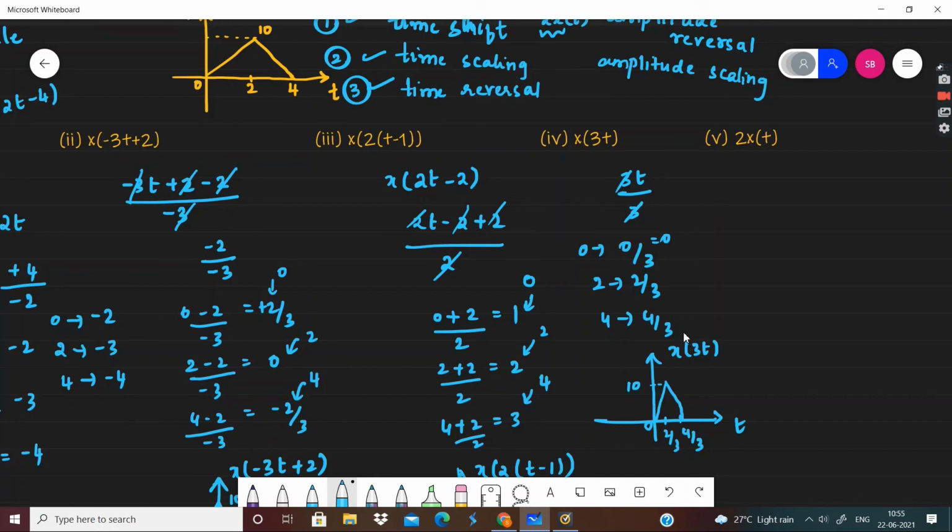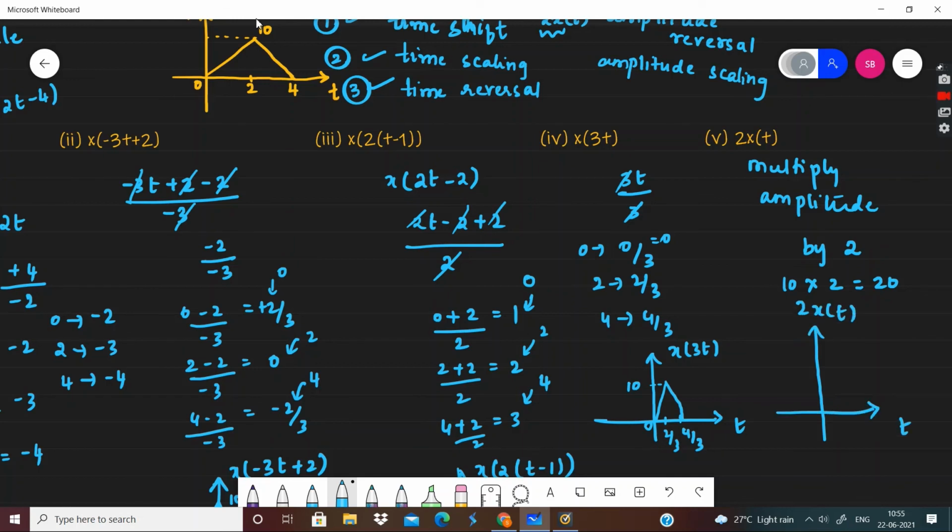The thing is, for the given signal x of t, I have to multiply the amplitude by 2. Here the amplitude is 2. So for the given signal, the amplitude is 10 in the given question. So 10, if I multiply it by 2, it will give me a value of 20. So my signal 2 into x of t is like this. So I am having 0, I am having 2, I am having 4, and it is having slightly larger amplitude. So this particular amplitude will be equal to a value of 20.